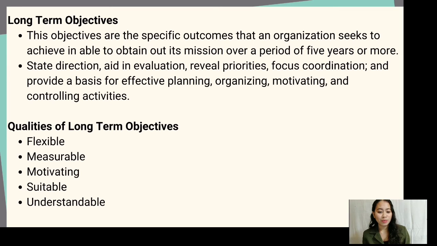So what are the qualities of long-term objectives? First, it must be flexible. Objectives must be adaptable to unforeseen and extraordinary changes in the organization. Second, it is measurable. Objectives must be clearly and concretely stated on what will be achieved and when it will be achieved. Third, it should be motivating. Employees tend to be more motivated if their objectives are clear, right? Fourth, it must be suitable. Objectives must be suitable to the goal of the organization, right? Because it makes no sense if your objectives are not suitable to the goal of the organization. And lastly, it must be understandable so that all of the employees understand what the objectives really are.